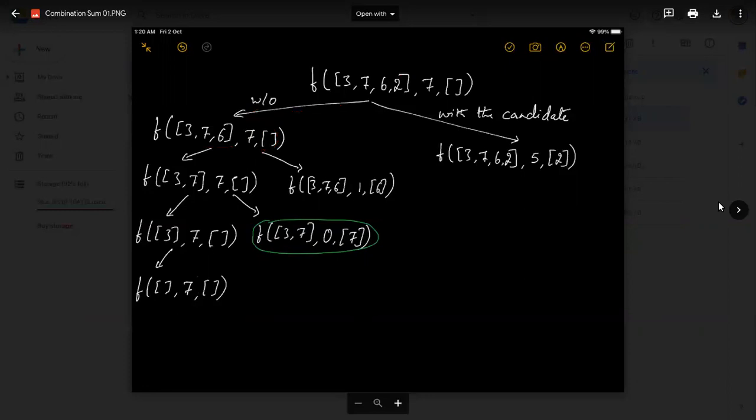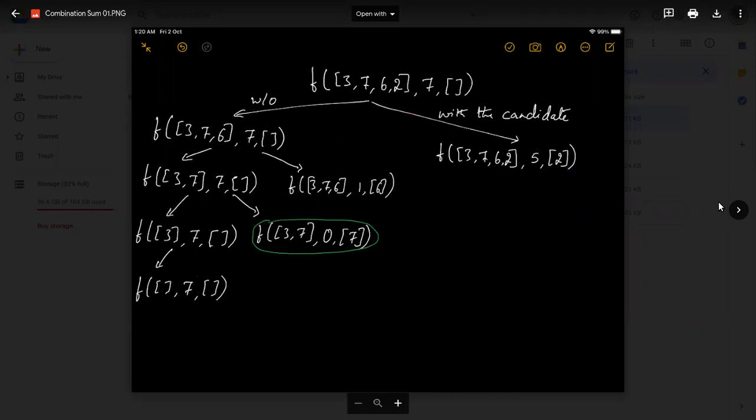On the other hand, if you go to the right side, the candidate is included here, so the partial combination is going to have it. Once we have it, the target is reduced by that value, since we need the combination to add up to that target. And here, notice this one. I'm still having this 2 here. The reason I'm still having 2 here is because this element can be included multiple times. That is allowed here, right? If that were not allowed, I would have just removed that also. So that's the main logic.